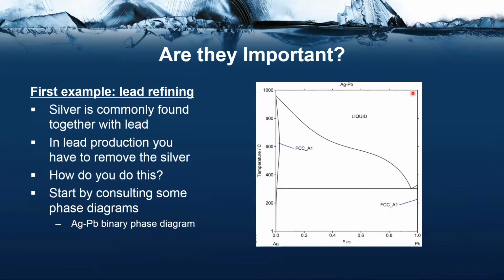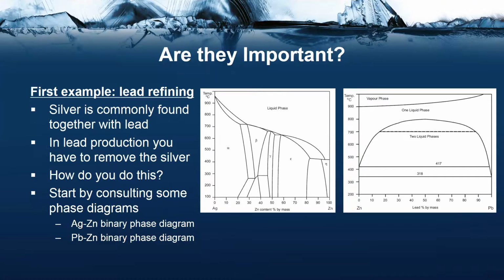In lead making, we will be somewhere here in the system because we have mostly lead in our melt. And you can see from the phase diagram that the liquid does not solidify until somewhere around 300 degrees Celsius. And you can also see that there appears to be no way to remove the silver from the lead.